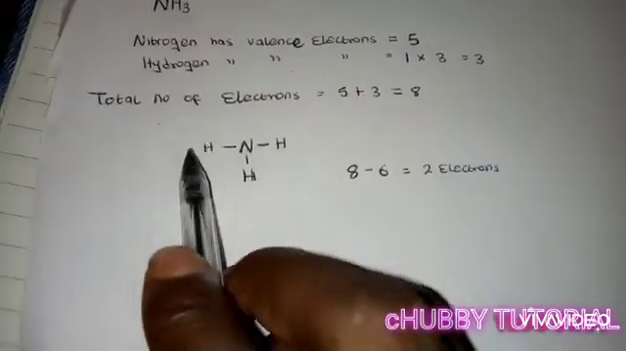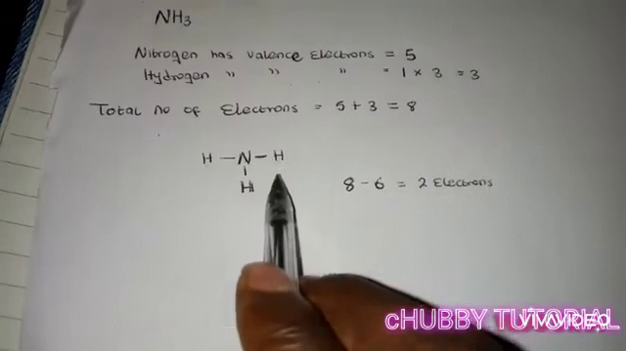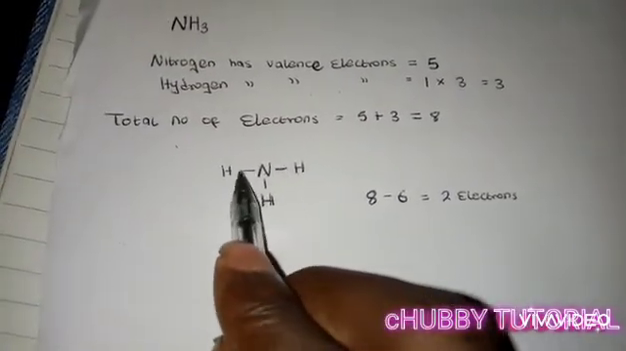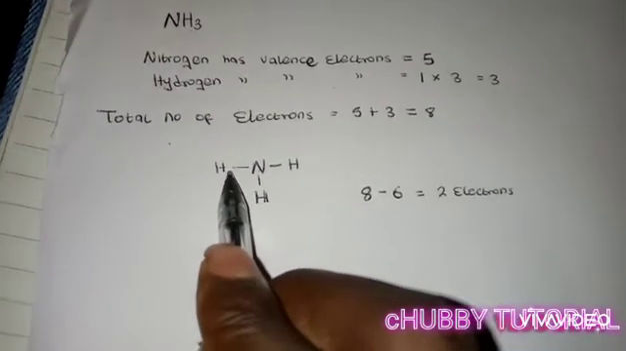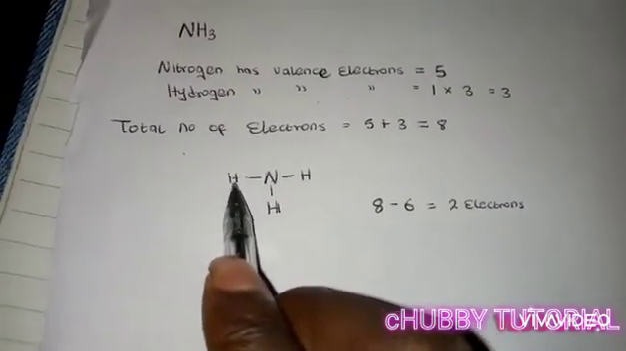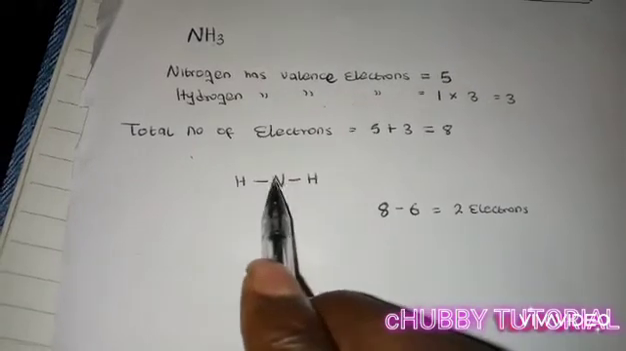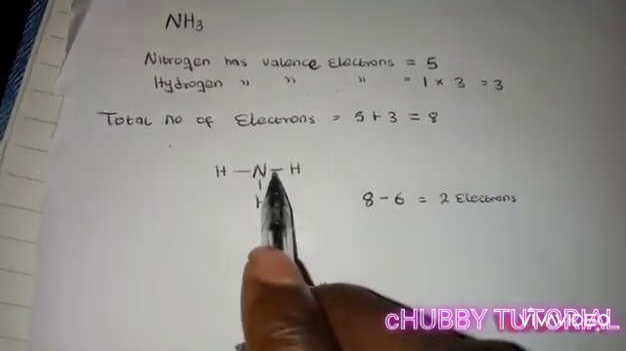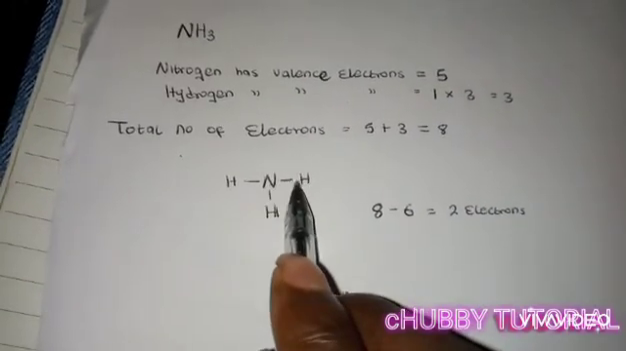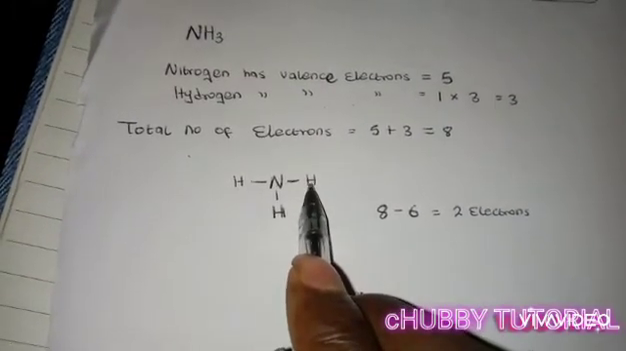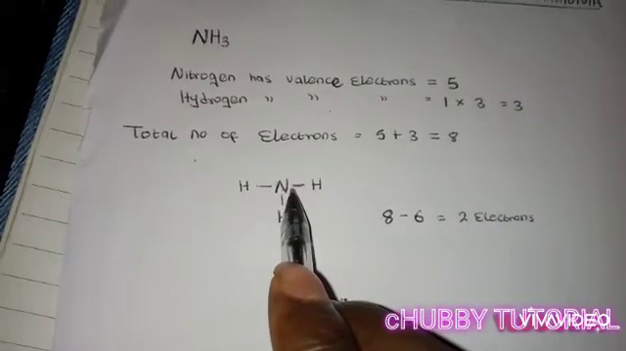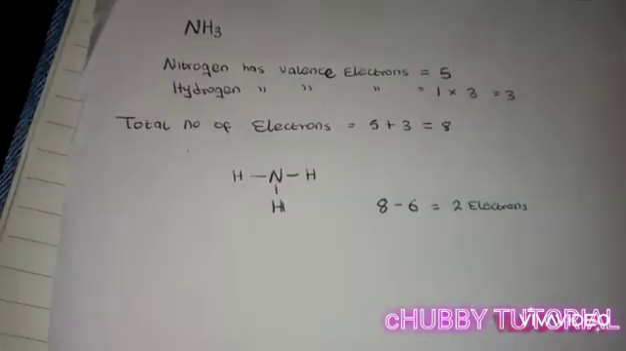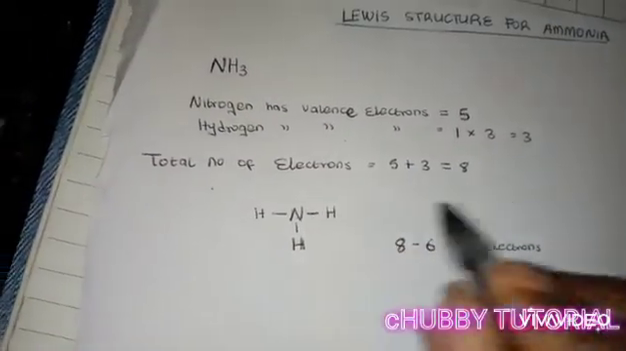Here we know ammonia is a covalent compound. Each line here means shared electrons. Hydrogen will donate 1 electron, nitrogen will donate 1. They will not share it equally, it depends on their electronegativity. Nitrogen and hydrogen will each donate one electron, and the same thing applies to the other hydrogens also. So each line here means 2 electrons.